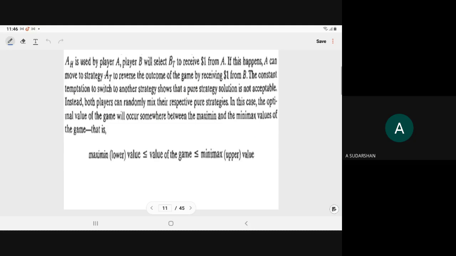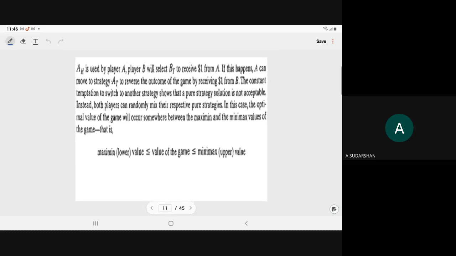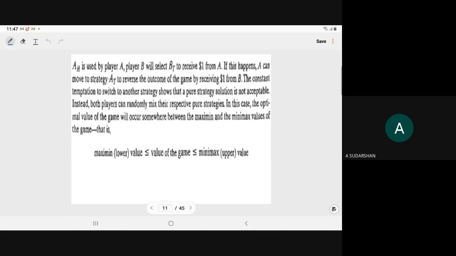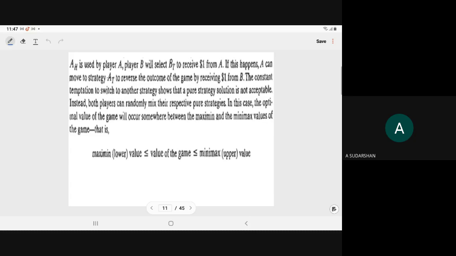What is happening here? If player A chooses the head, then player B will immediately select the tail. As player B selects the tail, player A chooses the tail. So if this happens, A can move to another strategy to reverse the outcome of the game by receiving $1 from B. So the constant temptation to switch to another strategy shows that the pure strategy solution is not acceptable.